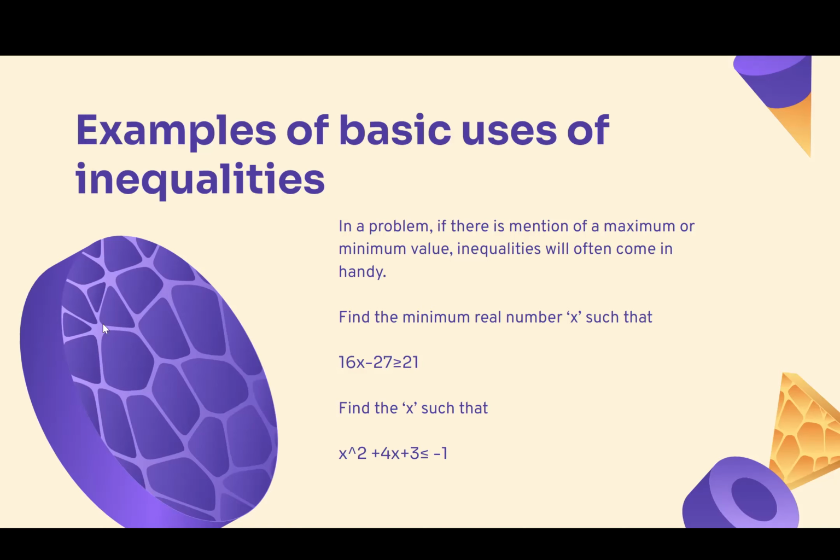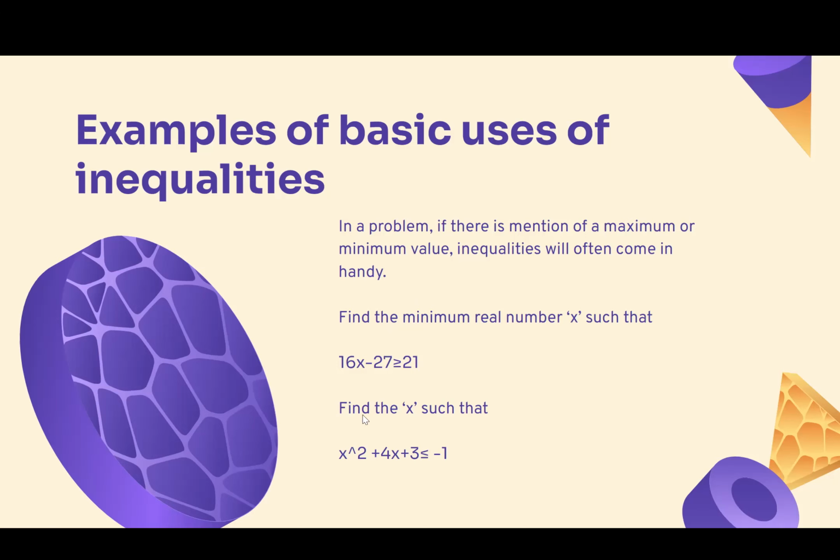Okay, I think we can quickly just go over it. For the first one, everyone probably added 27 on both sides, making it 16x greater than or equal to 48, and then you can divide both sides by 16 to get x greater than or equal to 3. This question asks for the minimum value of x, so in that case, it would just be x equals 3.